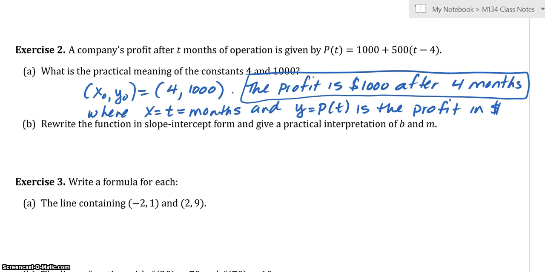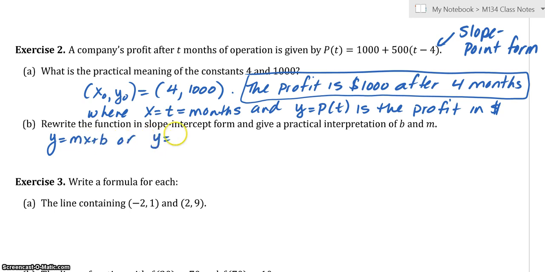Okay. Let's rewrite this in slope-intercept form and give the practical meaning to the m and the b. We'll see how that differs. So if you remember, this is called slope-point form. Slope-intercept form is y equals mx plus b, or the book likes to put the b first, and they use a t, which is perfect here because we are as well. So that is the slope-intercept form. That's the formula. So all we've got to do with ours is get rid of the parentheses and combine like terms. So let's go ahead and do that.